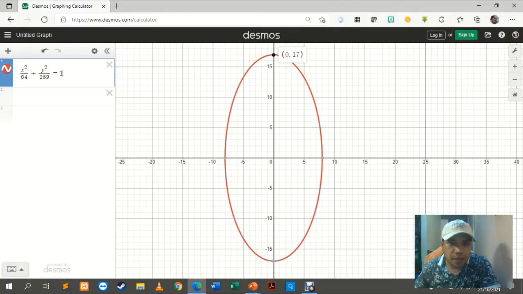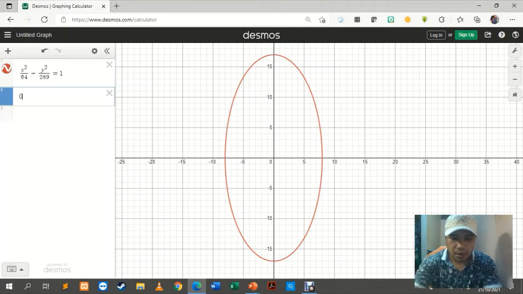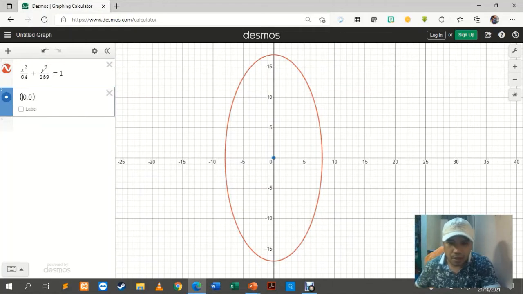So, as you can see from the graph, 0, 17 yung vertex 1. So, 0, 0 pa rin tayo. Lagyan natin 0, 0. Yun pa rin yung center. Then, the vertex 2 is in 0, negative 17. Tapos, dito, positive 80 and negative 80.